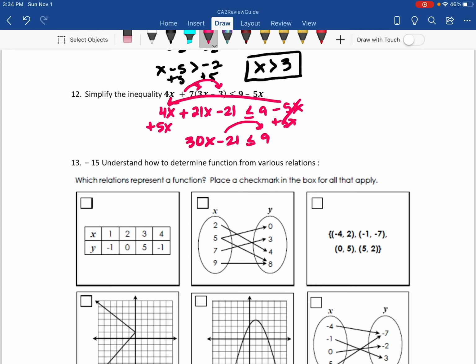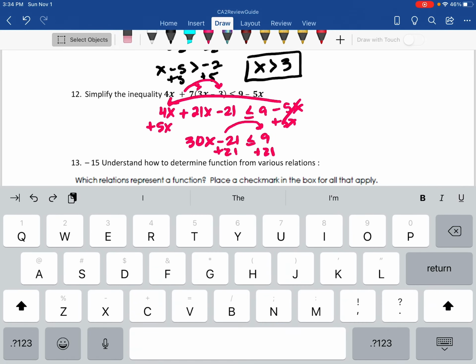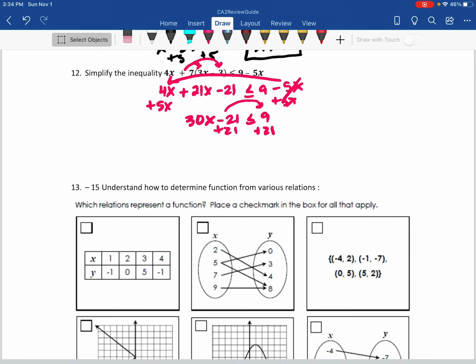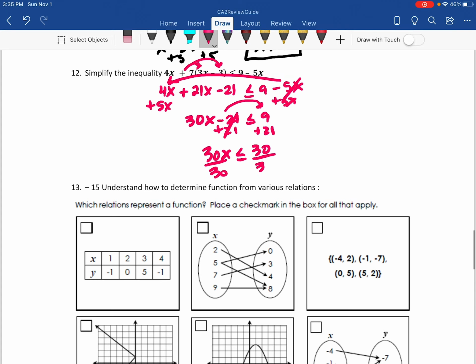We're going to move that 21 over, so we're going to add 21 to both sides. I'm going to come over here so I have room. Giving me some more space. That cancels. So this gives me 30x less than or equal to 21 plus 9, which is going to give me 30. Divide by 30. That gives me x is less than or equal to 1.